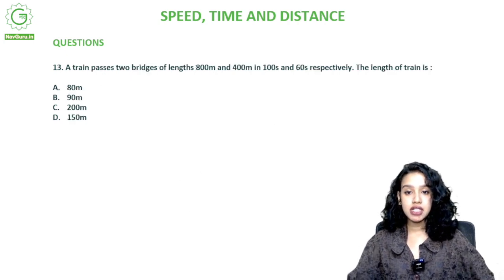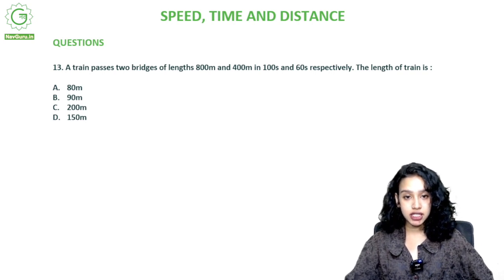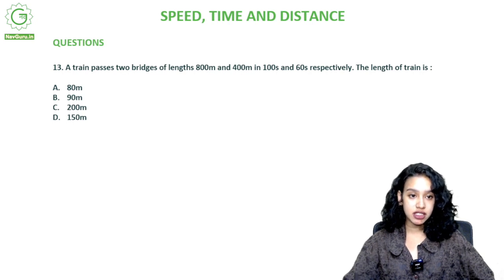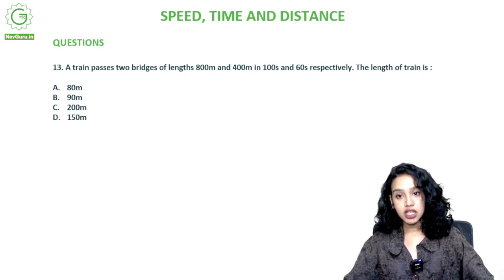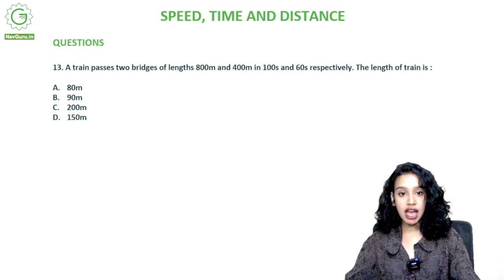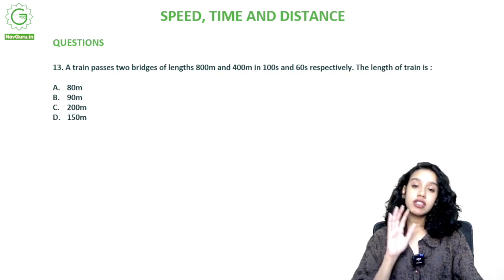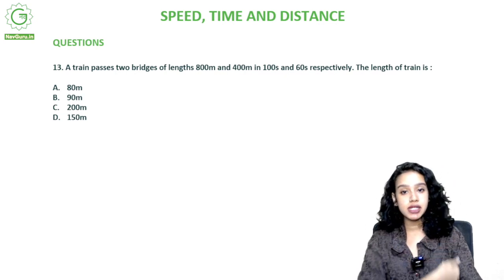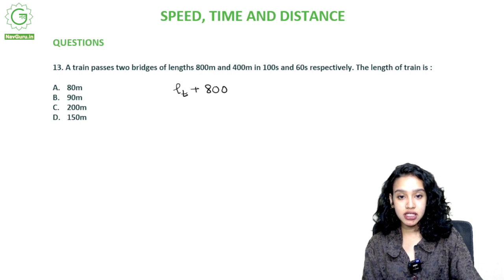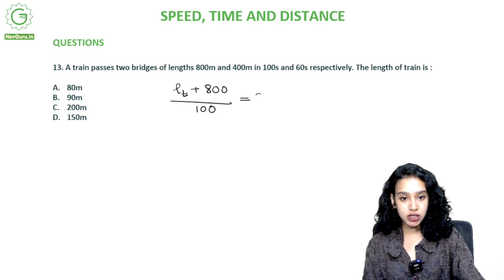Now, a train passes two bridges of length 800 meters and 400 meters in 100 seconds and 60 seconds respectively. The length of train is. So, a train passes two bridges of length 800 meters and 400 meters in 100 seconds and 60 seconds, right? Now, the values are given in the format of meter per second. So, first of all, let's form an equation. Basically, the length of the train plus 800 meters divided by 100 seconds is equal to the speed of the train, right?